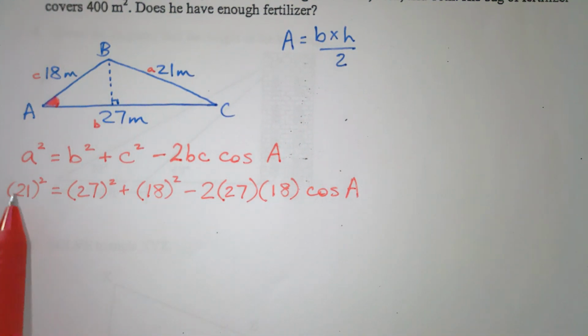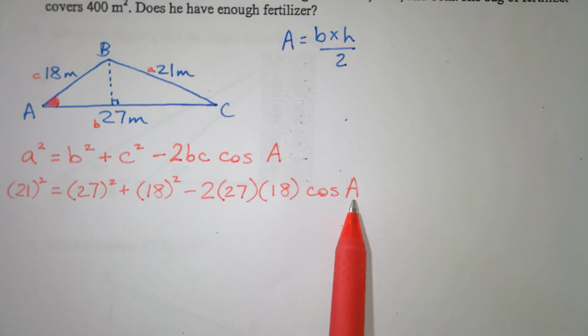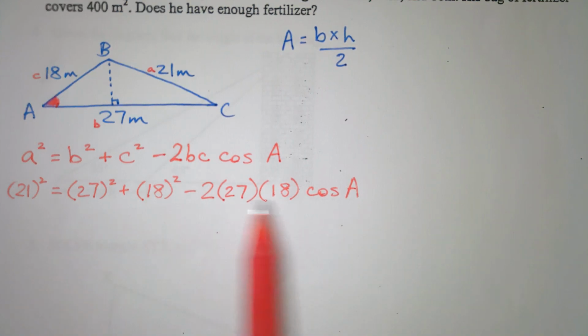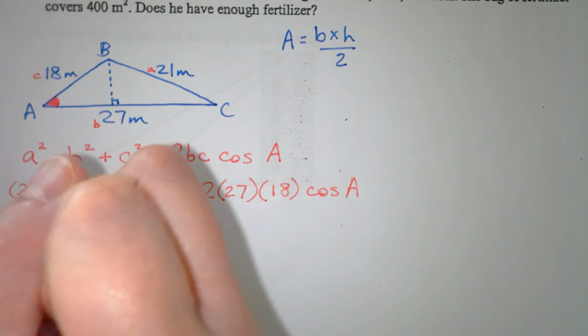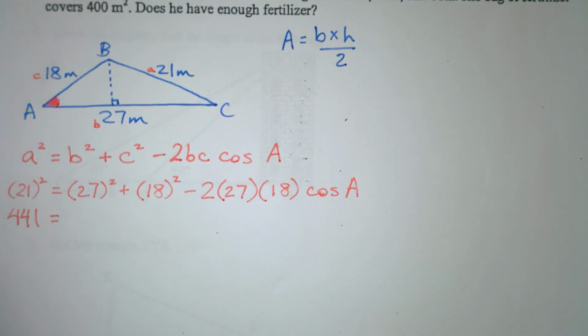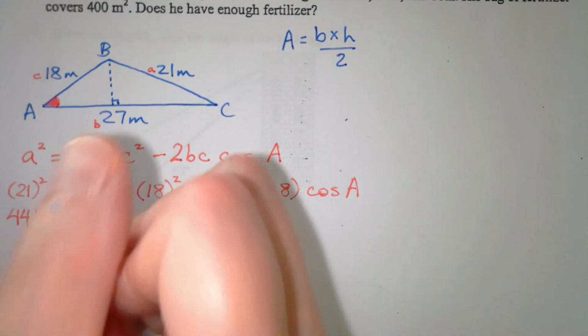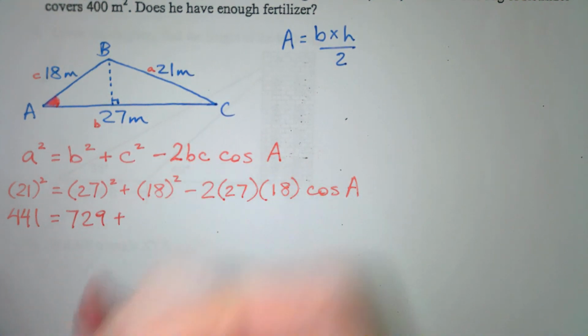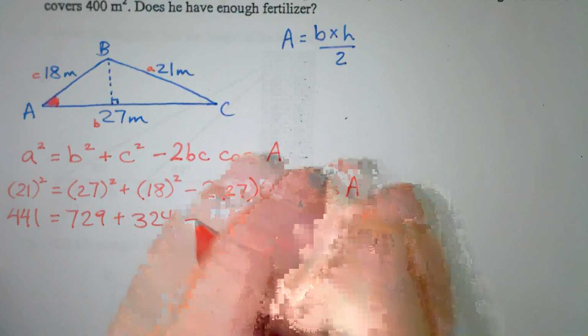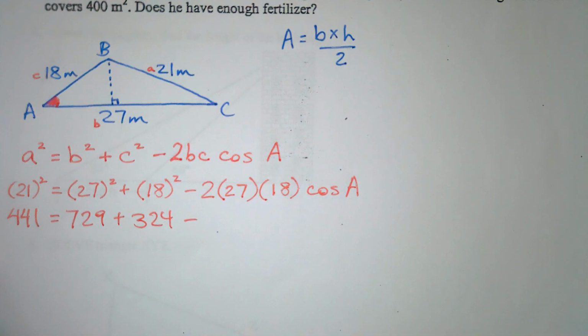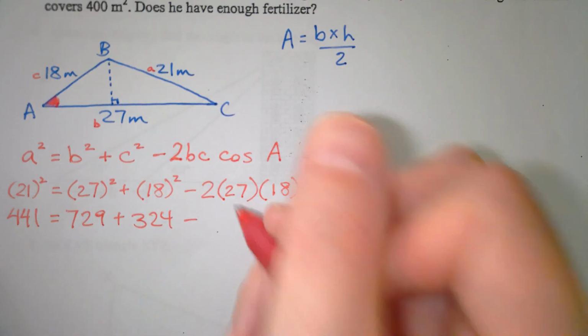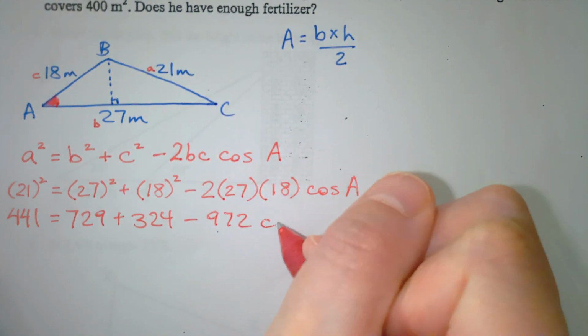After I substitute everything, there should just be one unknown. Everything else I actually know. I know all the numbers. All right, let's work it out. 21 times 21, 441. 27 times 27, 729. 18 times 18, 324. 2 times 27 times 18, 972 cosine A.